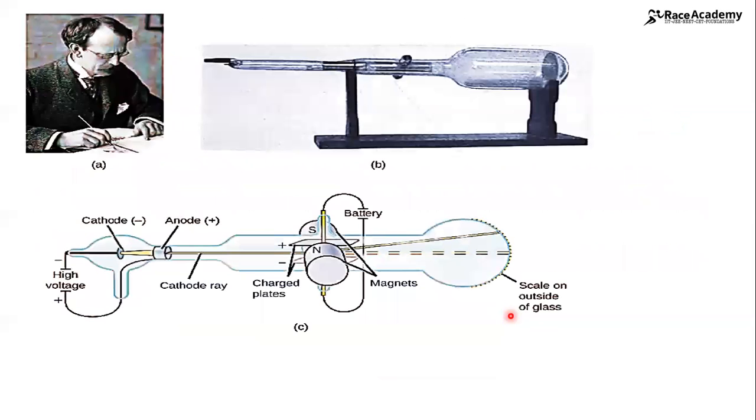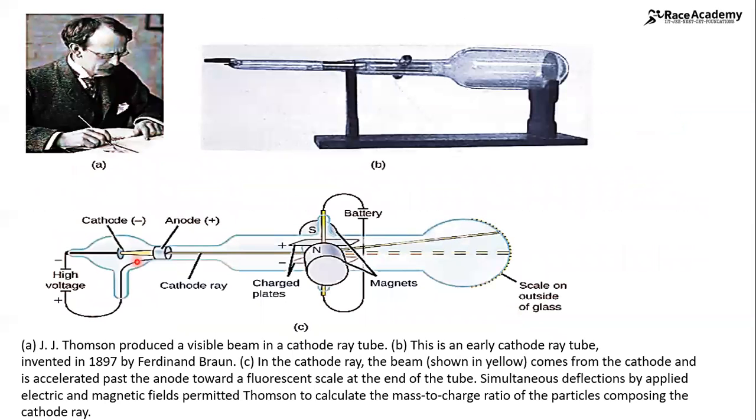Let us see. J.J. Thomson produced a visible beam in a cathode ray tube. This is the cathode ray tube, which was invented in 1897 by Ferdinand Braun. This is the person who invented it, Braun. And in this diagram, we'll see the beam comes from a cathode, this is the cathode, accelerated past the anode towards the fluorescent screen at the end of the tube.